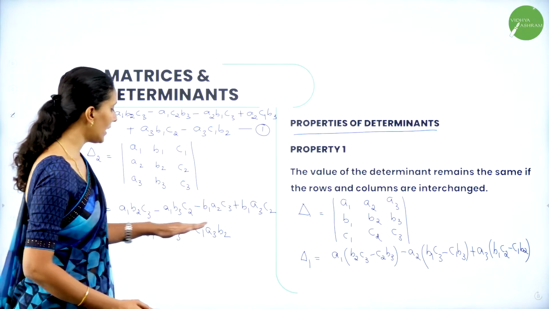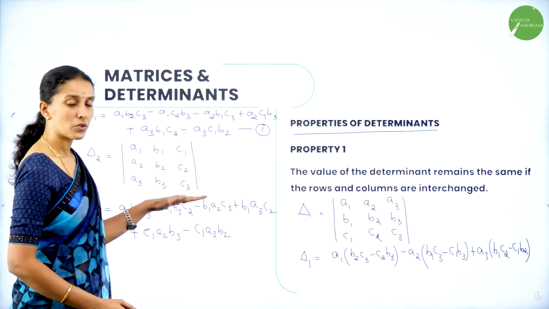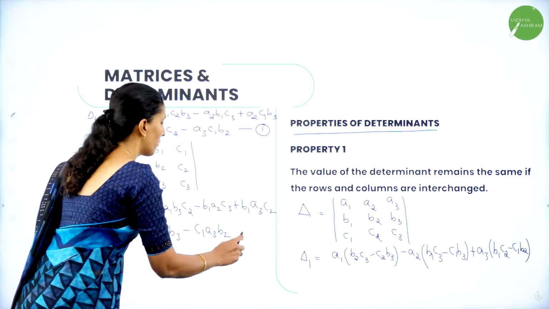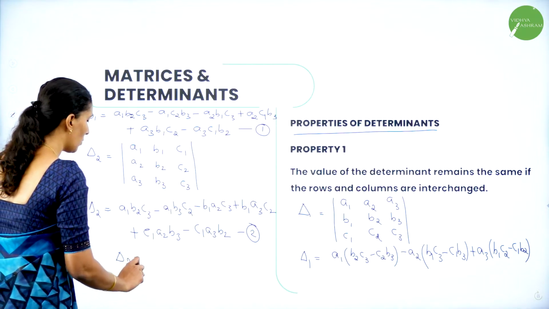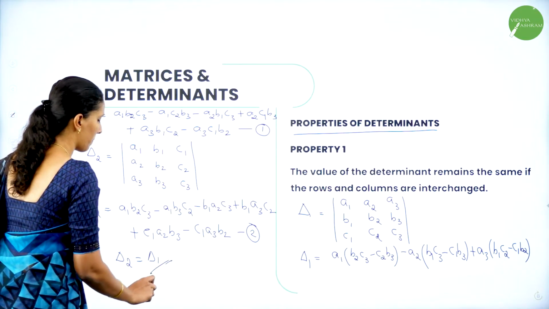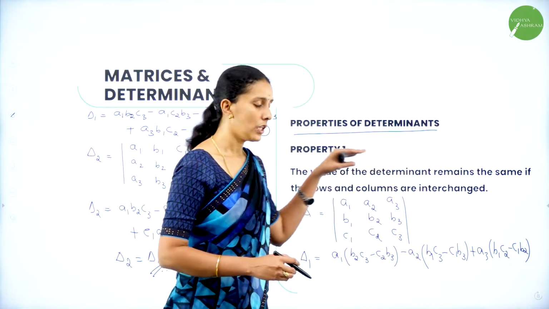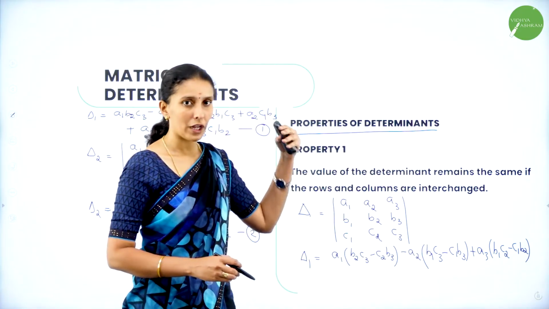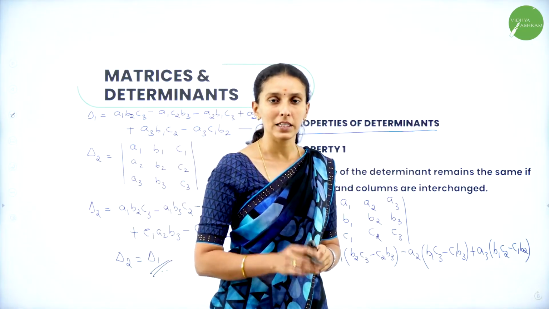So you have all the elements, both positive and negative terms, which are one and the same. So from equations 1 and 2, you can clearly say delta 2 and delta 1 are the same. That is, if you interchange the rows and columns of any determinant, the value is unaltered. The value will be the same.